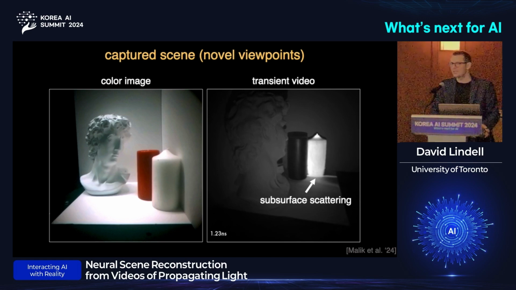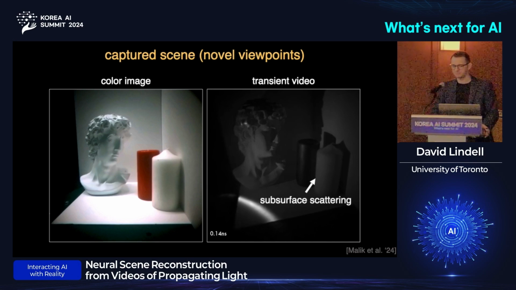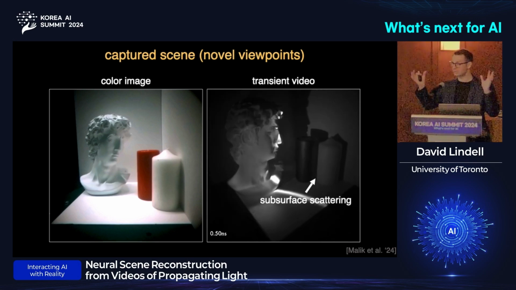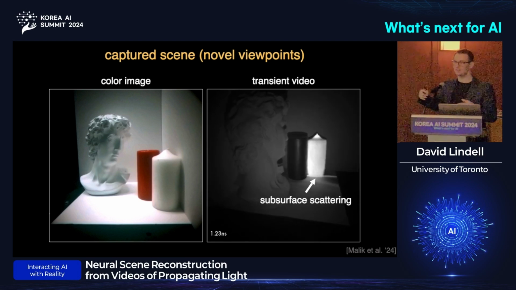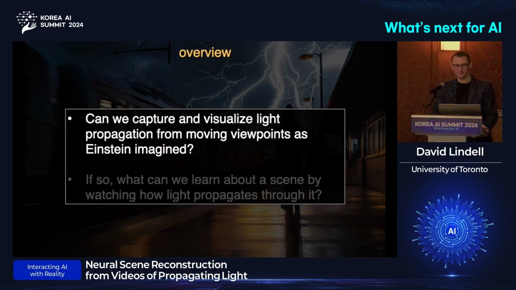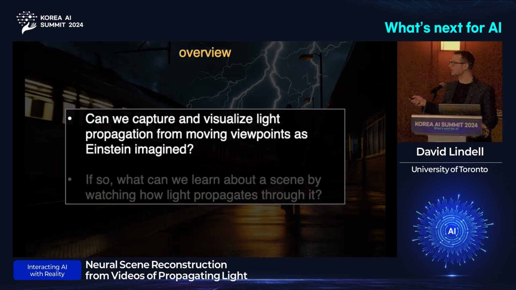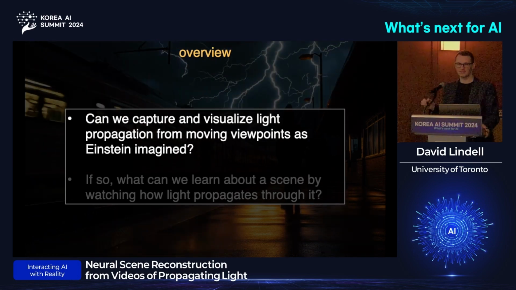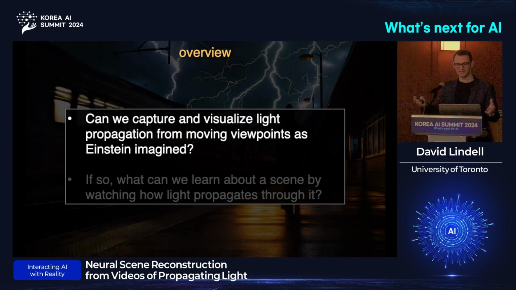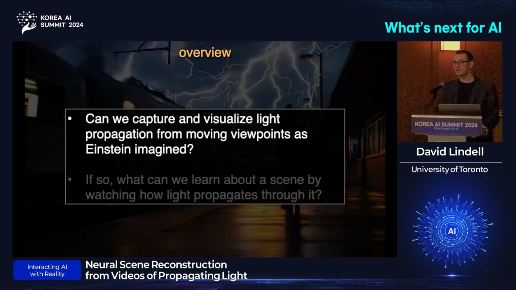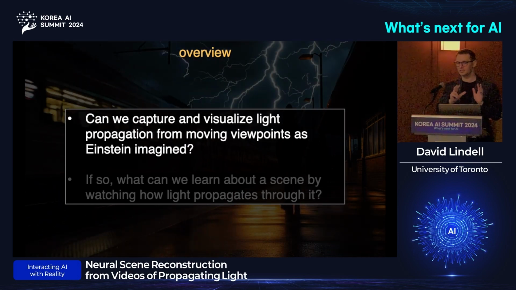So you can imagine that this could be pretty interesting for not just visualization, but we can actually tell a little bit about the material properties of objects in the scene based on how they interact with the propagating light. So I think we have an answer now to the first question. It's partly yes. Of course, we can't visualize relativistic effects, but we can capture and see a lot of what happens as light propagates through a scene in 3D.